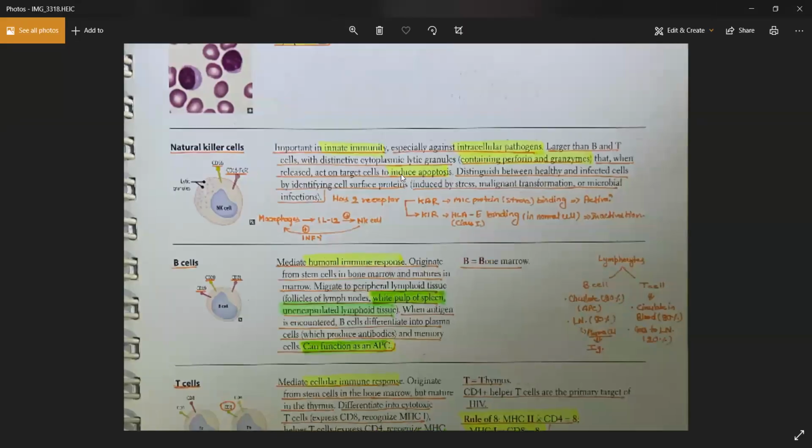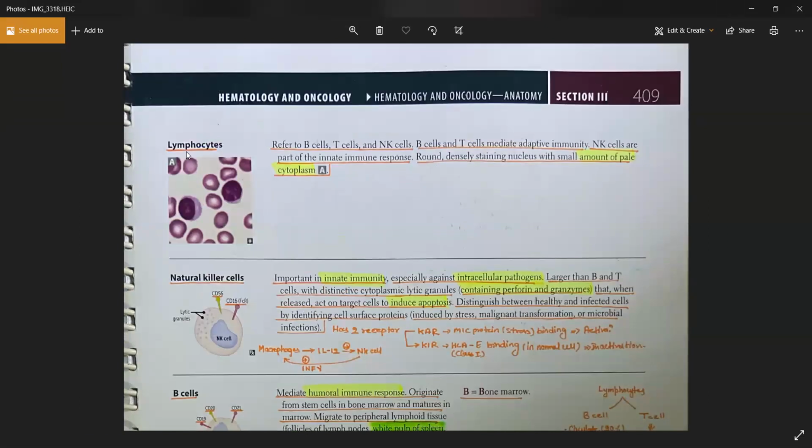Then comes the acquired immune system. The lymphocytes. First of all, you have the lymphoblast, and the lymphoblast can form the B cells, the T cells, and the NK cells. The B cells and T cells are part of the adaptive immunity or the acquired immunity, while the NK cells are part of the innate immune system, right?